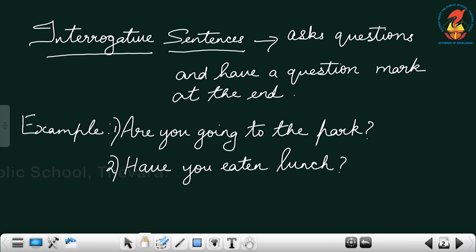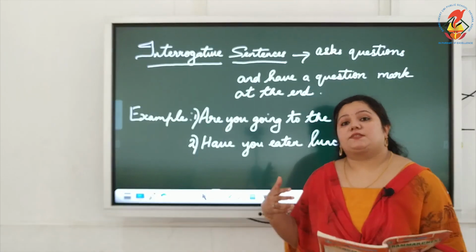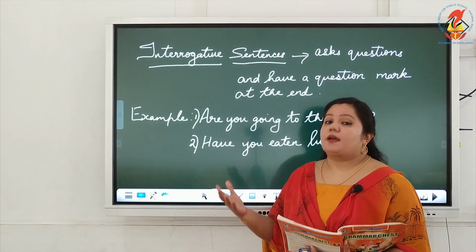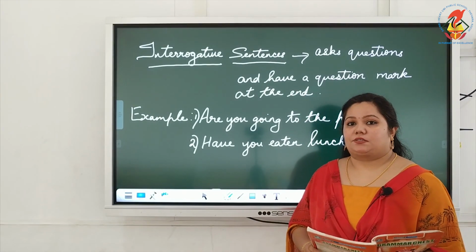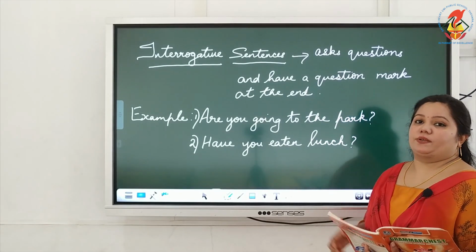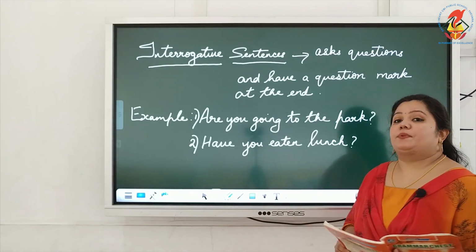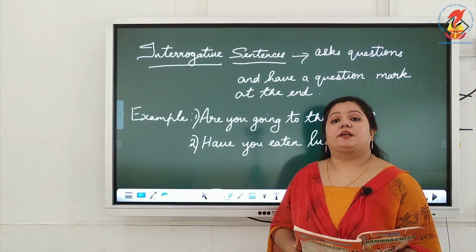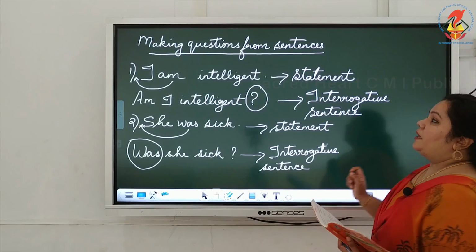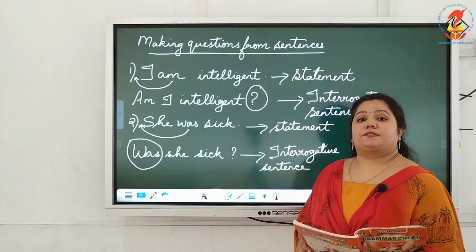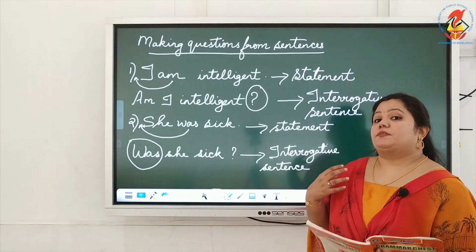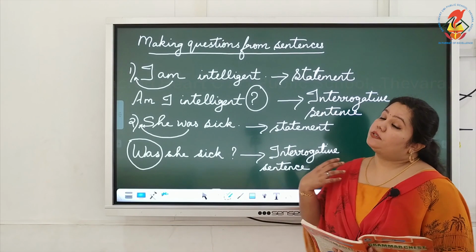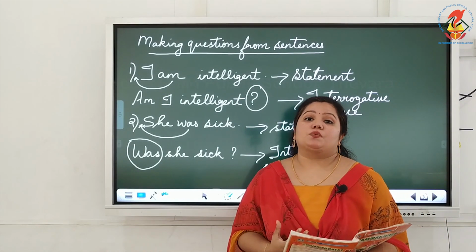Similarly, the second one, have you eaten lunch? Again, somebody is asking this question to someone else, have you eaten lunch? So at the end we have a question mark. So these two are examples of interrogative sentences or sentences that ask questions. Now how do we change these questions into statements, or how do we convert interrogative sentences into statements?